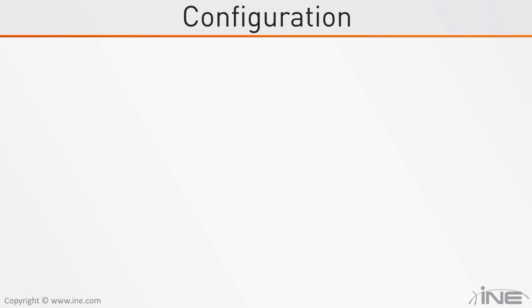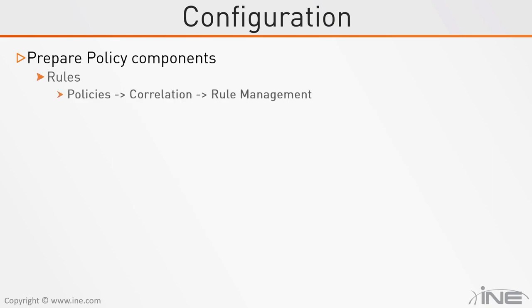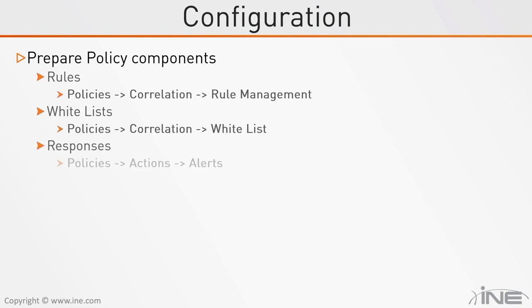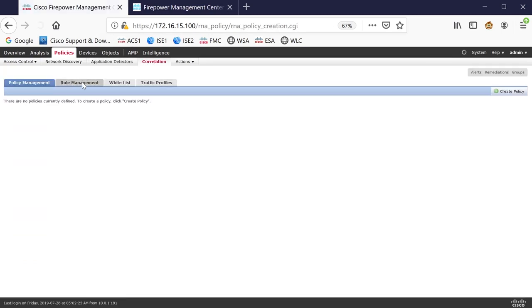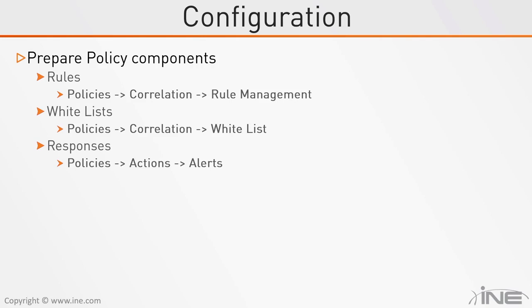Okay, as you configure the correlation policy, I would personally go ahead and start with the policy components. So I would build my rules, possibly whitelists, then remediations, and also optionally those traffic profiles. This is something that you can do from the policies correlation menu. We've got rules, whitelists, traffic profiles, and for remediations, this one is located at a different place.